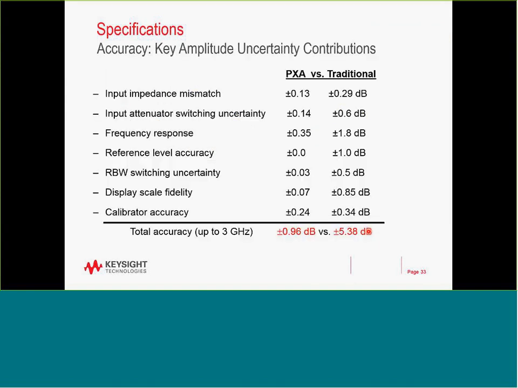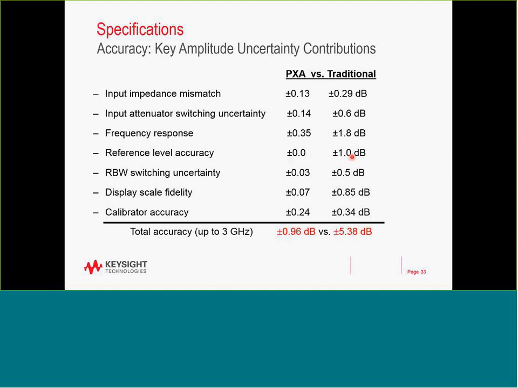Now amplitude uncertainty. This table is showing the traditional equipment versus the new PXA, and the EXA has similar numbers. You can see that the input match didn't change much. It's half the value, but one of the major things is the frequency response, which is now way better. Digital processing allows us to get a way better frequency response.